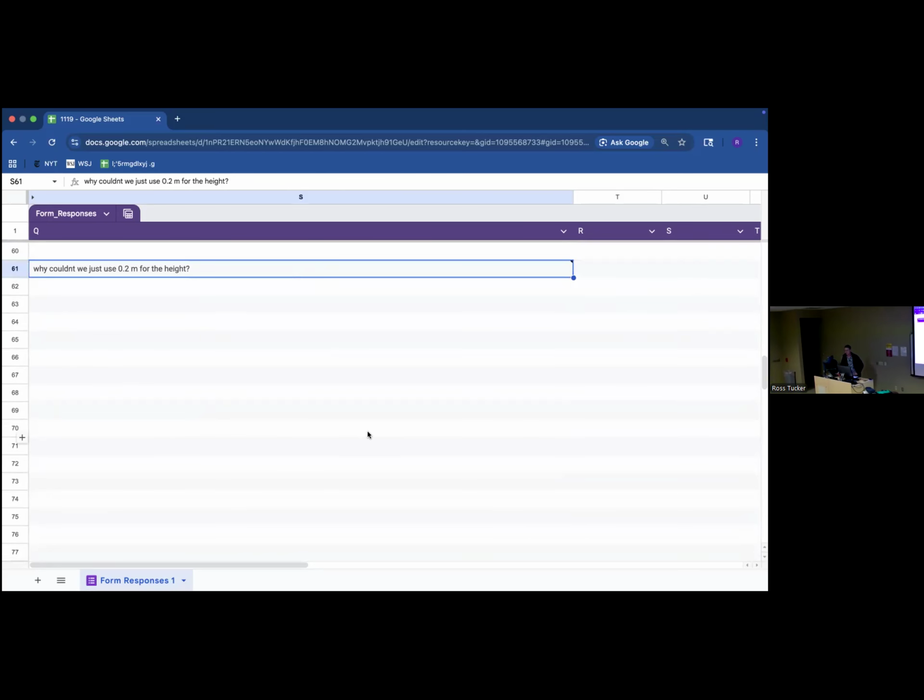Why couldn't you use 0.2 meters for the height? Because that's not how high it is above where it started. It went up 5 centimeters, then it went up 20 centimeters. It didn't go up 20 centimeters, it went up 25 centimeters.